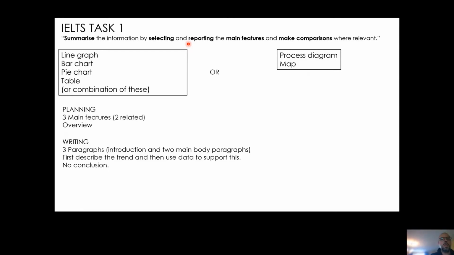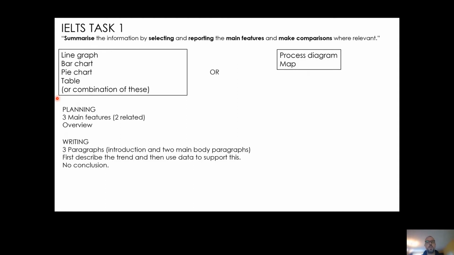So the system we're going to use is going to plan by looking for three main features. Now, when I talk about main features, I don't mean the biggest thing or the smallest thing. I don't even mean the most dramatic thing that you can see. When we talk about three main features, you're trying to divide the information they give you up into three parts. Looking for ways to divide that information into three parts. Why three parts? Well, two of these three parts should be more closely related to each other than the other.